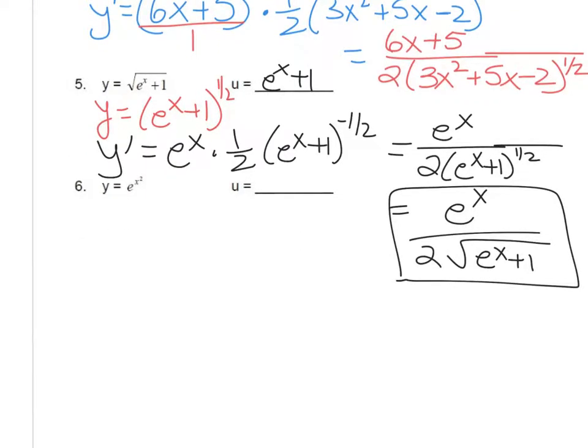Okay, number 6. The inside function is x squared. That's where the normal exponent normally goes. So then our derivative is 2x e to the x squared.